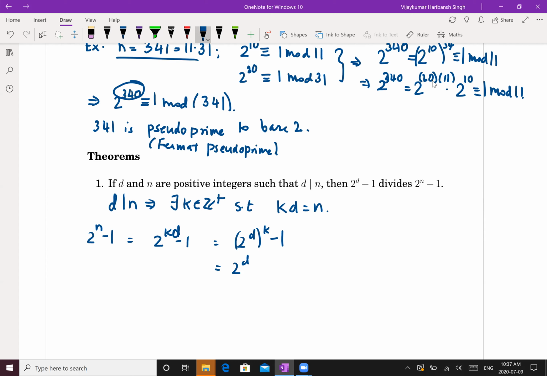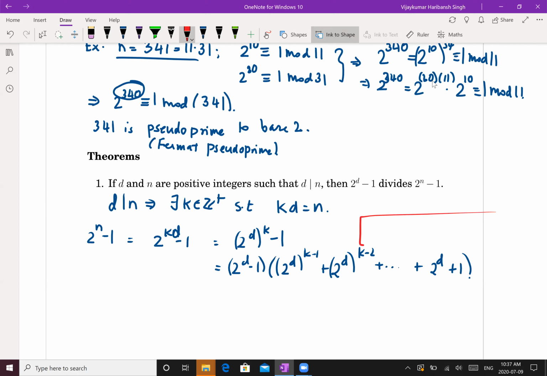So 2 to the power d minus 1 times (2 to the power d(k-1) plus 2 to the power d(k-2), dot, dot, dot, plus 2 to the d plus 1). I'm using the following expansion here. The expansion is x to the n minus 1 is x minus 1 times (x to the power n minus 1 plus x to the power n minus 2, dot, dot, dot, plus x plus 1). Bracket close.